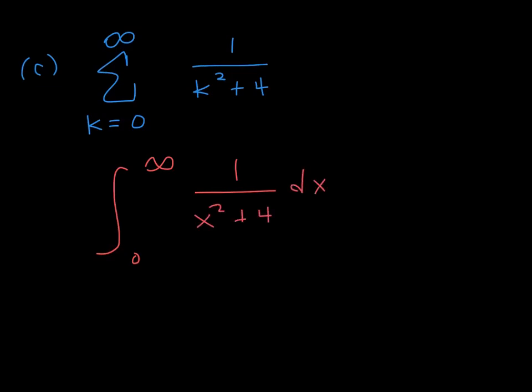Remember, we need a function that's continuous. This rational function is continuous, right? The only values of x that would make this rational function not continuous is any real number that would cause the denominator to be 0. And the only way the denominator is 0 is if x squared is negative 4. But x squared can never be negative 4 because any real number squared is positive. So this rational function is continuous.